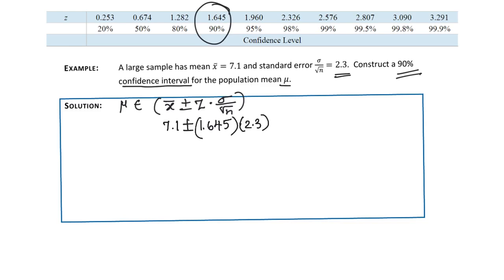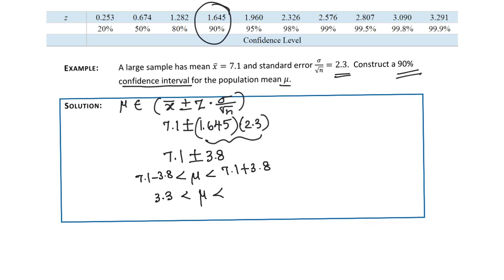So first multiply these two, then add or subtract from 7.1. 3.8 if you round it to one decimal place. So we can write mu is between 7.1 minus 3.8 and 7.1 plus 3.8. Or you can write in the interval notation also. So this is 3.3 less than mu less than 10.9. Or you can write 3.3 comma 10.9.